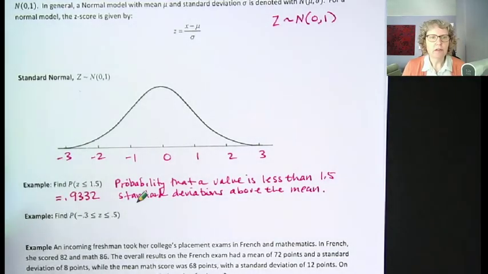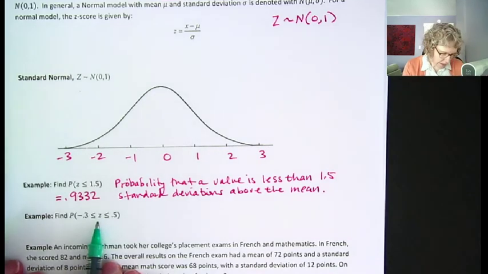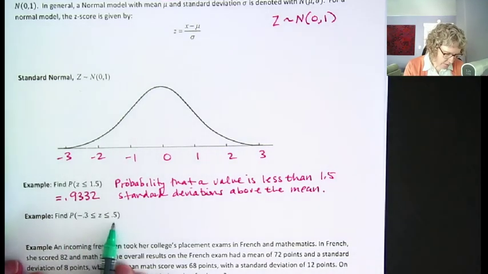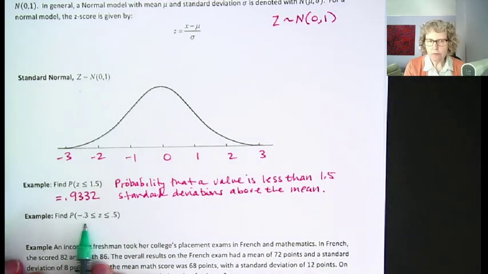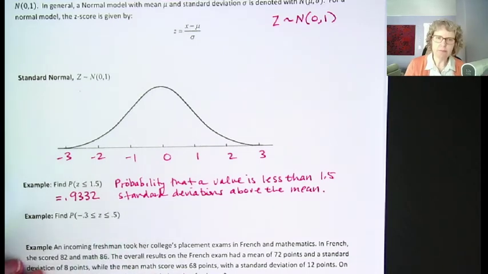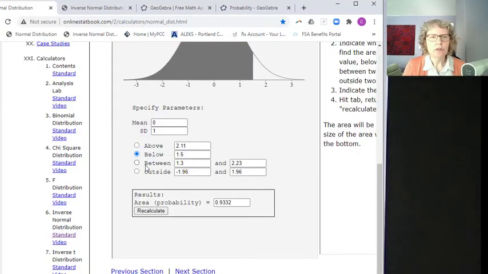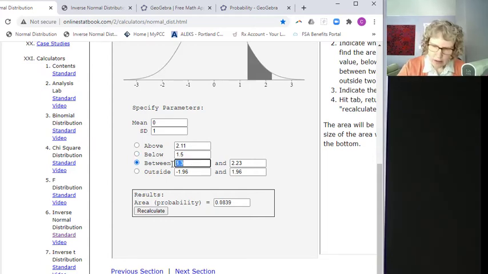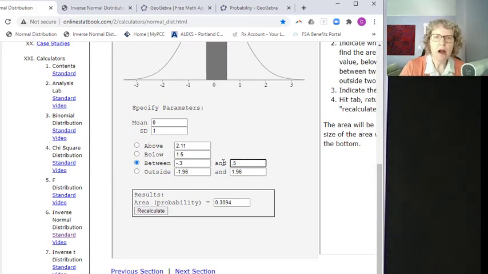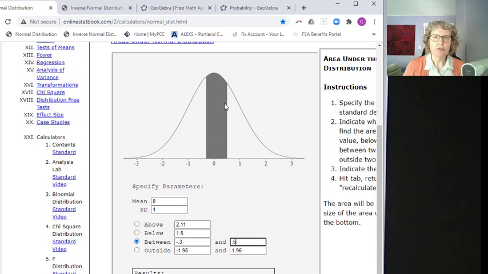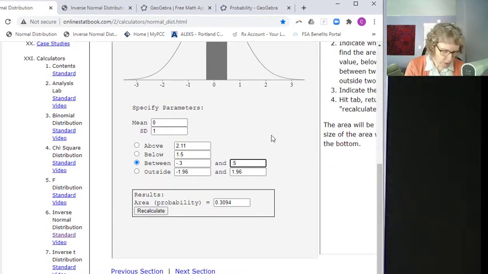Okay, so 0.9332. The next one is find the probability that a z-score is between negative 0.3 and 0.5. So from negative 0.3, or from 0.3 standard deviations below the mean, to half a standard deviation above the mean. So we're going to go to between this time and do negative 0.3 up to 0.5. Just double check my picture, looks good. 0.3094.